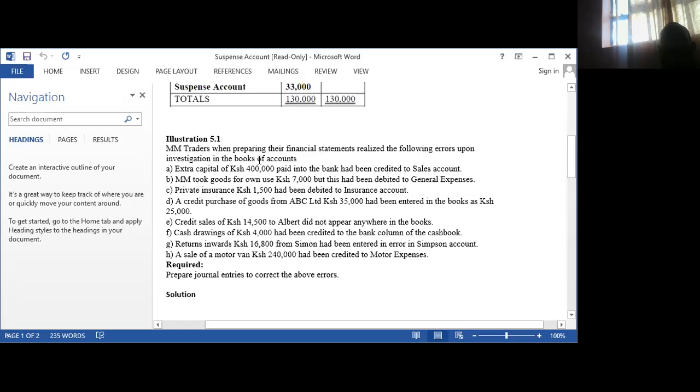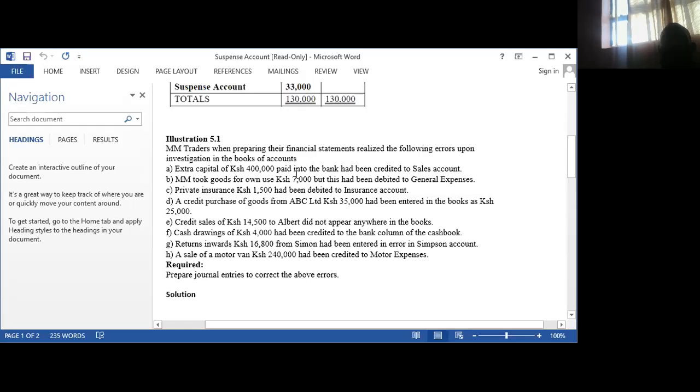When extra capital is put into the business, capital is supposed to be credited, but the mistake was crediting the sales account. That simply tells you the credit side of capital has 400,000 less because it was supposed to receive this figure, but it did not, and the sales account on the credit side has 400,000 more. Sales has got 400,000 more because this figure was recorded there and it was not supposed to be there.